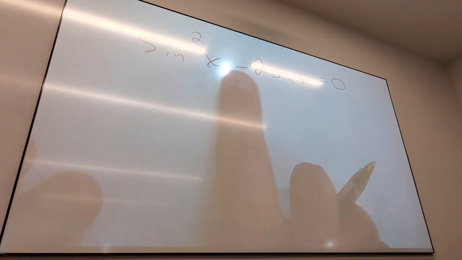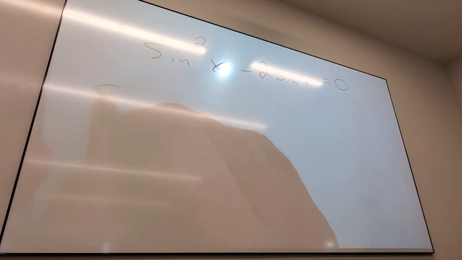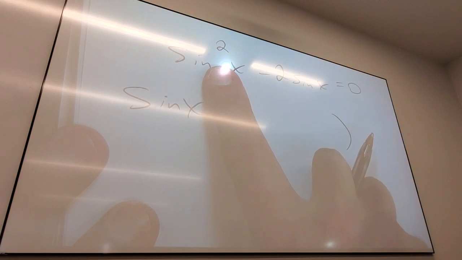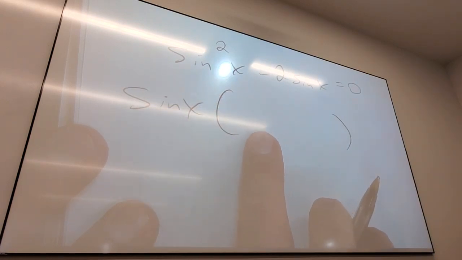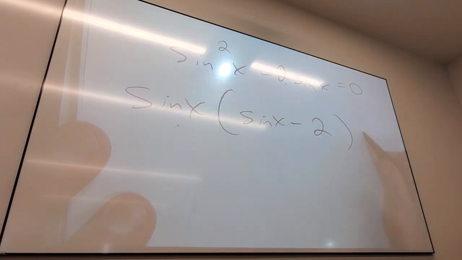What comes out? Factor out a sine. Yeah, sine x comes out, right? I had two sines, I took one, so I have one sine x left. Sine x minus 2. I had a 2 times sine, I divided a sine out, so I just have a 2 left.